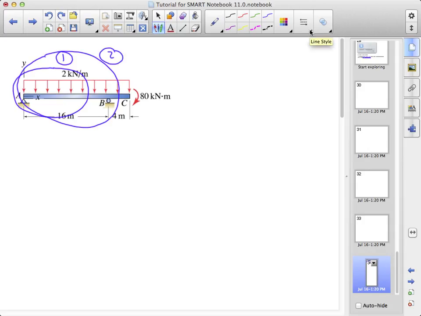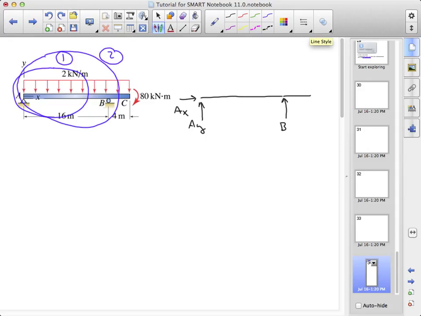Before we get to either of these free body diagrams, however, we first have to solve for our reactions at A and B. We have pin support at A, so we have forces AX and AY. We have a roller support at B.